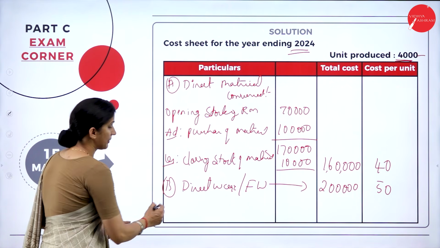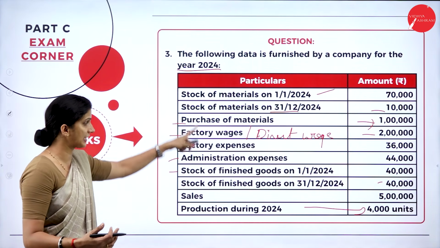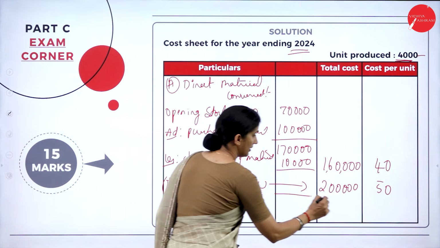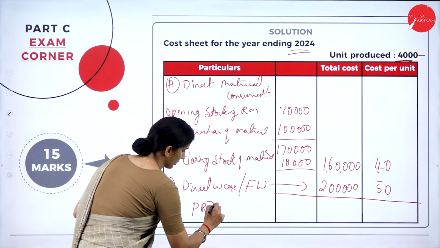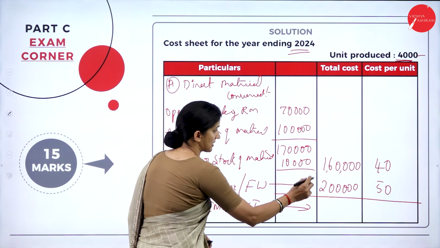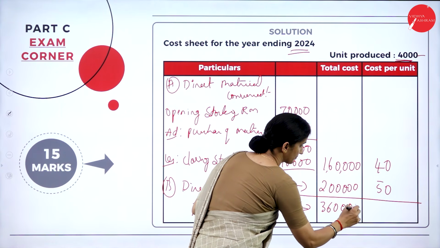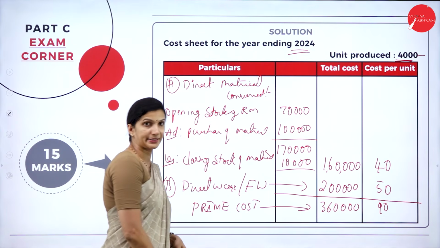The third element will always be direct expenses. But in this question, we don't have any direct expenses. So now we'll add these two, and we will get the prime cost. Prime cost is 2 lakh plus 1,60,000, that is 3,60,000. So 50 plus 40, the per unit will be 90.